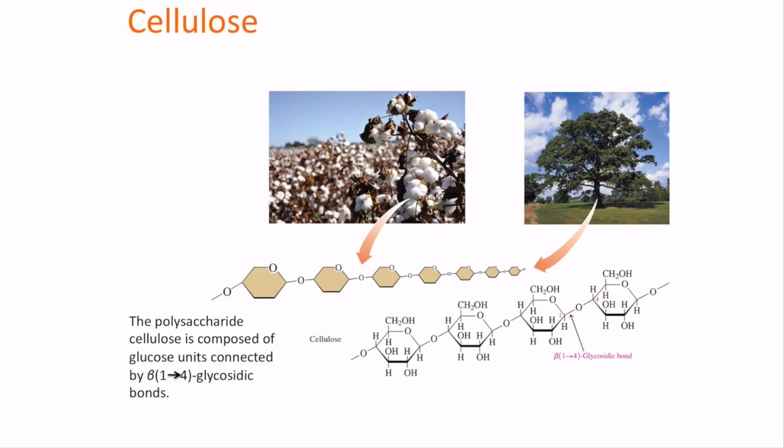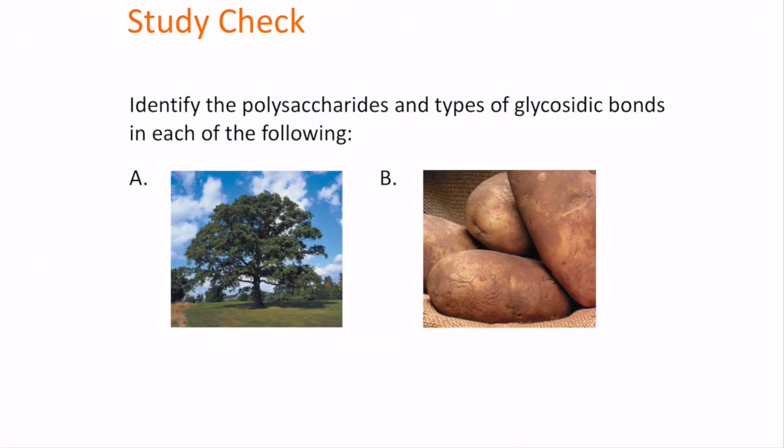It is most commonly found in cotton and in trees. Anything that's in nature is generally how the glycosidic bonds are present. So pause the video right here and try to determine which type of polysaccharide and which type of bonds are present here in both of these diagrams.